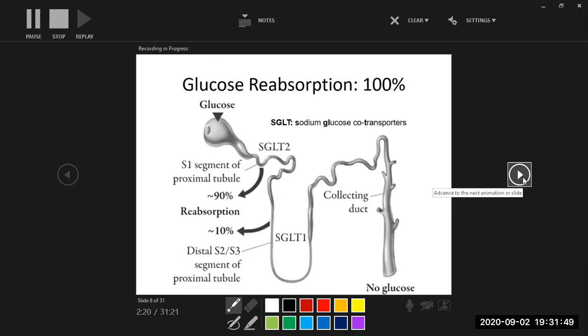And 90% is 2, 10% is 1. All right, and it's threshold limited. As long as it's less than this amount, we get 100% reabsorbed. If it exceeds that amount, we will see the glucose coming here and leading to the urine. And that's what happens to the diabetes patient.